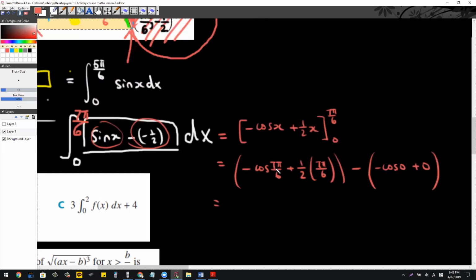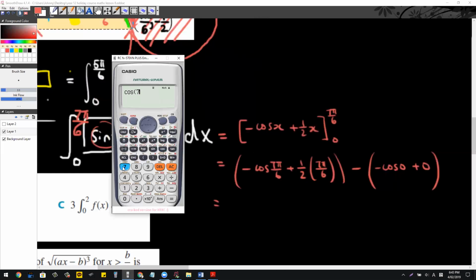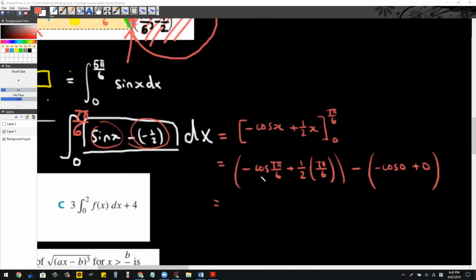Well, cosine 7 pi over 6 is, I'm just going to use the calculator. Cosine 7 pi over 6 is equal to negative square root 3 on 2. If you want to get this calculator, go ahead. It's really nice because it gives you exact values, while normally other calculators give you just decimal places. So that was negative square root 3 on 2.